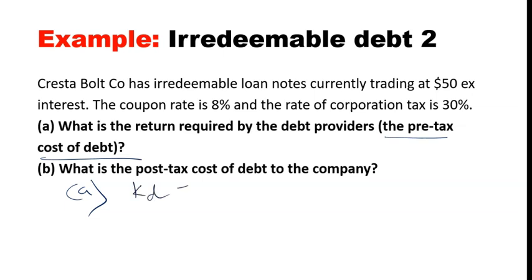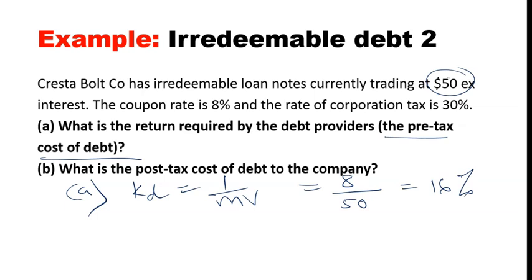So we know that KD is equal to interest over market value. So what is the interest? The interest is 8% multiplied by the nominal value of the debt. The nominal value is $100. That's the nominal value of a debt. So interest is equal to 8 over the market value. The market value is 50 because it is quoted at 50. And this means that the cost of debt is 16%.